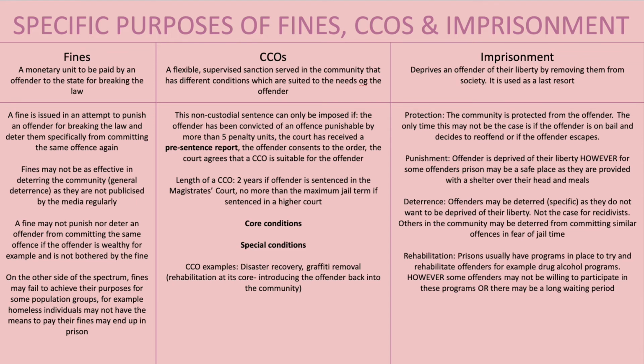Deterrence. Offenders may be deterred as they do not want to be deprived of their liberty. This may not be the case for recidivists. Others in the community may also be deterred from committing similar offences as they may fear spending time in prison. Rehabilitation. Prisons usually have programs in place to try and rehabilitate offenders, for example, drug-alcohol programs. However, some offenders may not be willing to participate in their programs, or there may be a long waiting period.